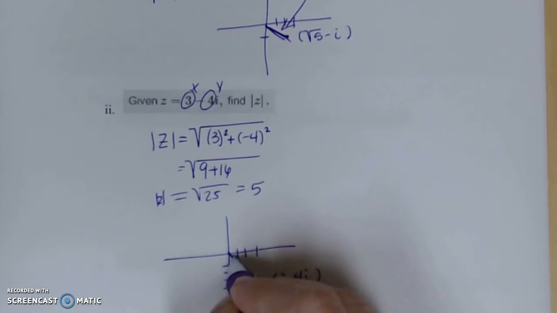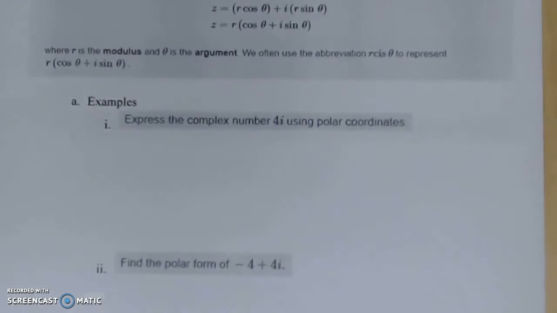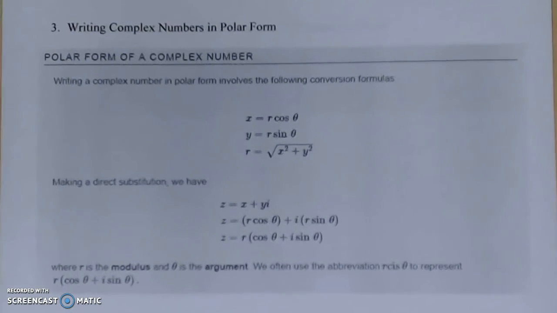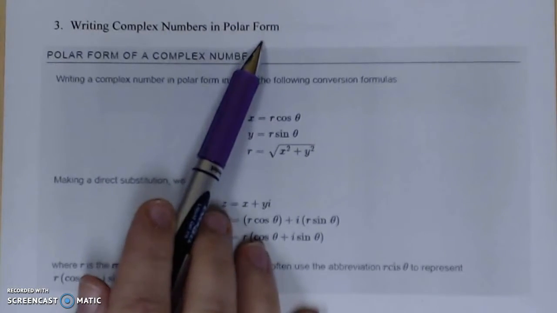So this distance would be 5, or the magnitude of it would be 5. So I'm going into part 3. Now that we know how to graph the complex numbers and how to work with the magnitude of these complex numbers, let's take it a step further and write our complex numbers in polar form.